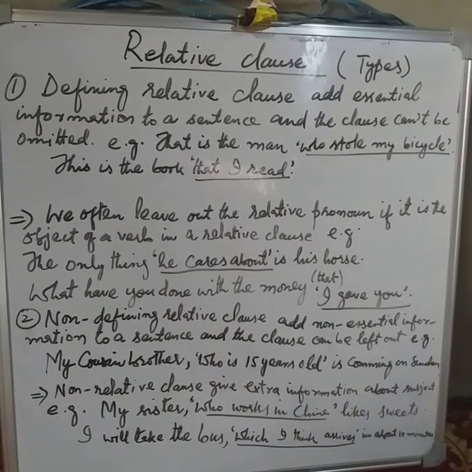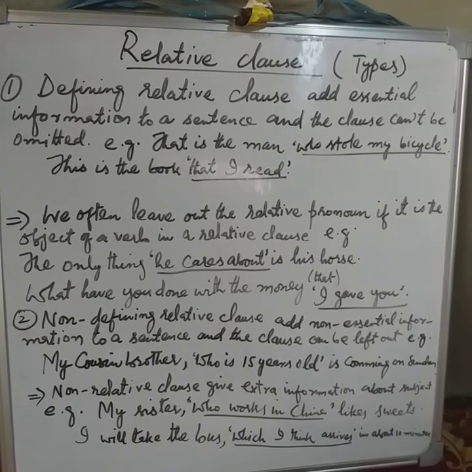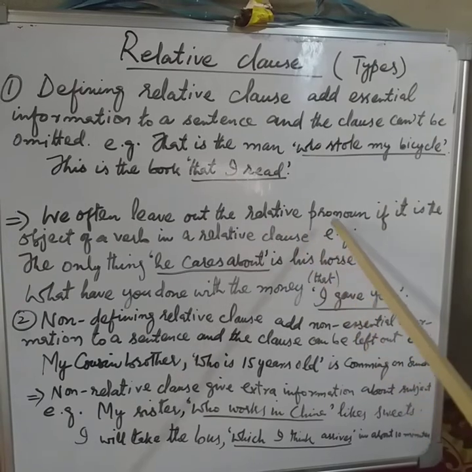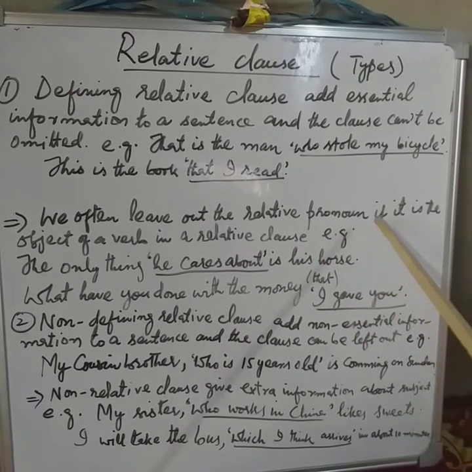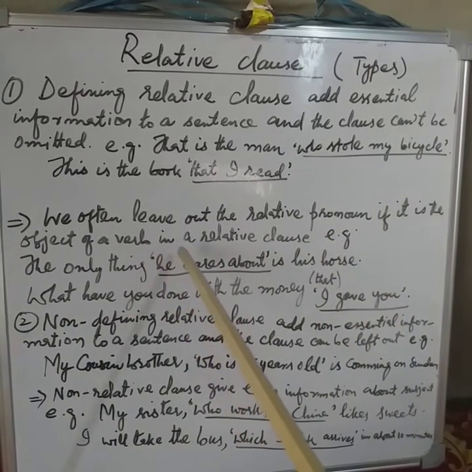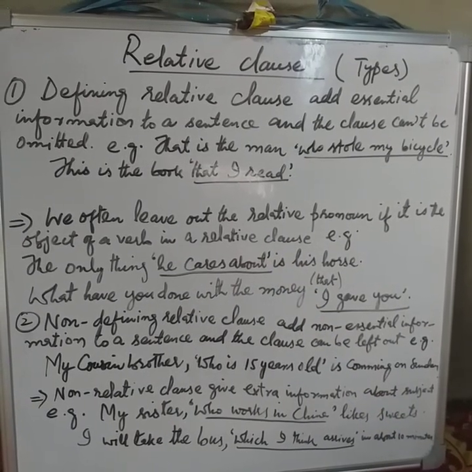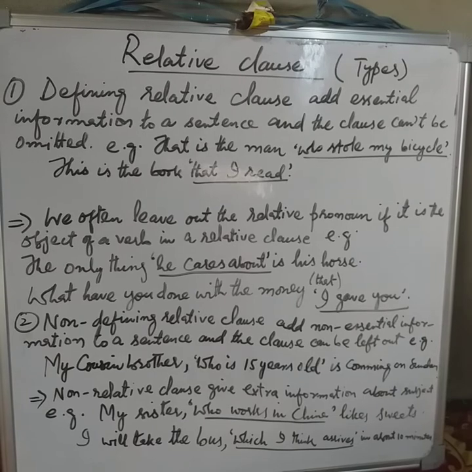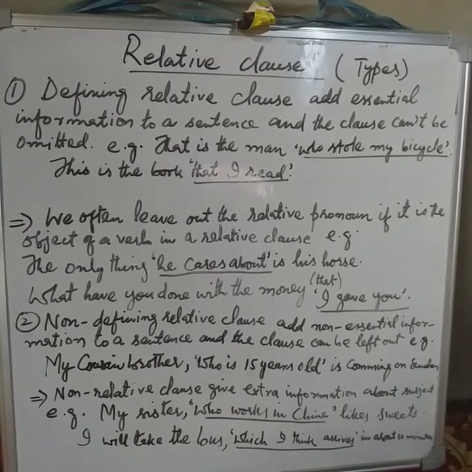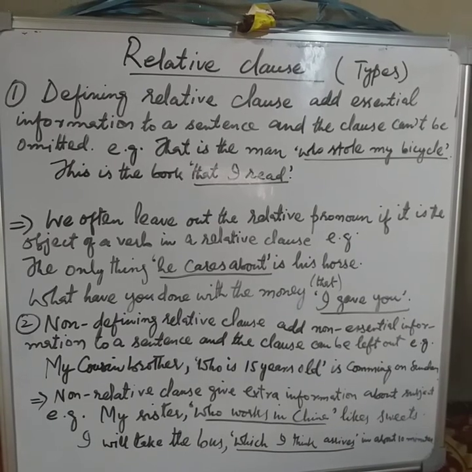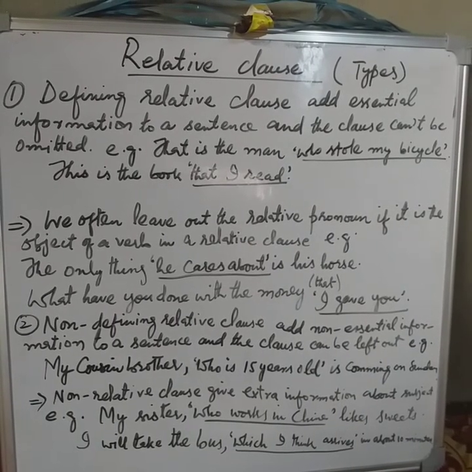Dear students, in the defining relative clause, we often leave out the relative pronoun if it is the object of a verb in a relative clause. When the relative pronoun is the object of a verb in a relative clause, then we leave out, we omit, the relative pronoun.